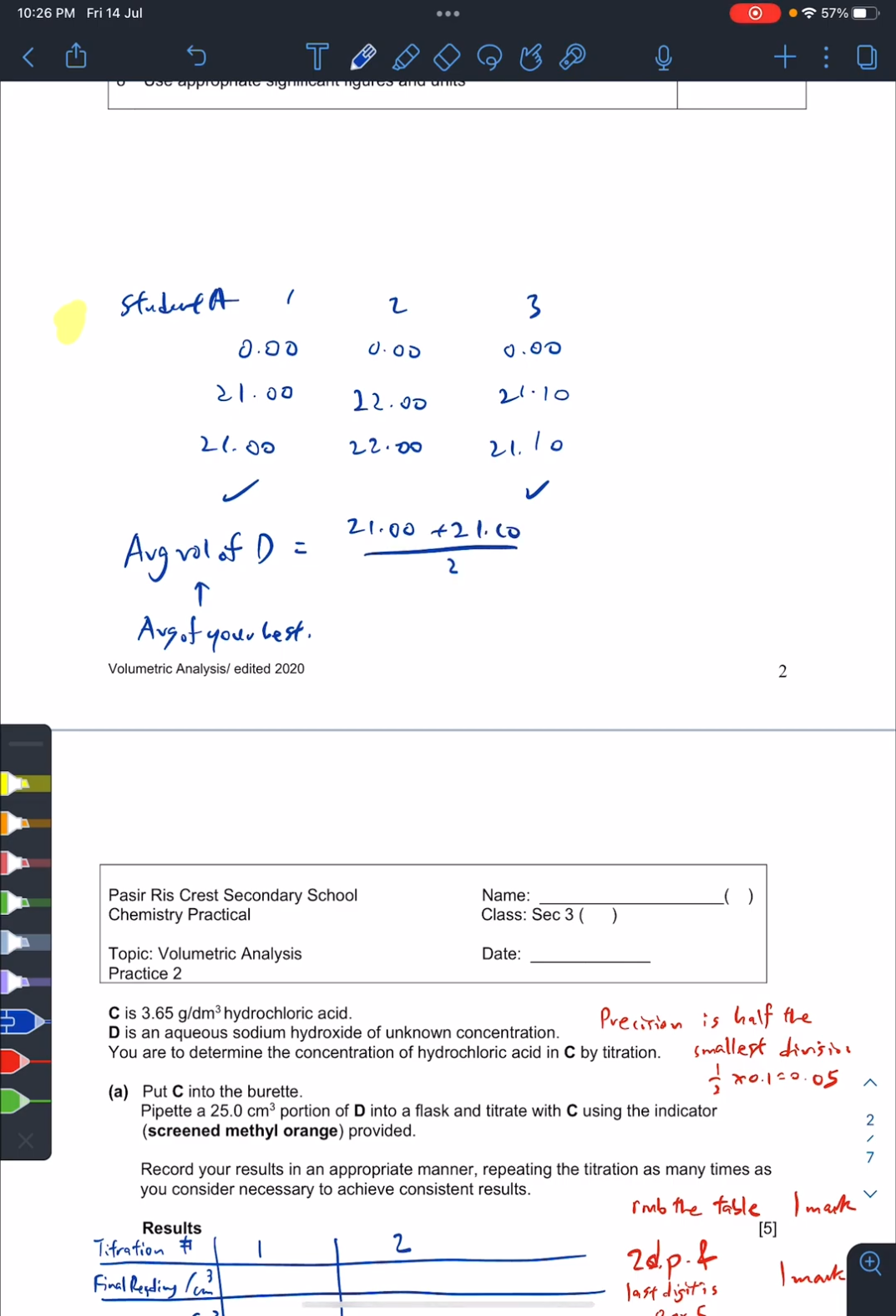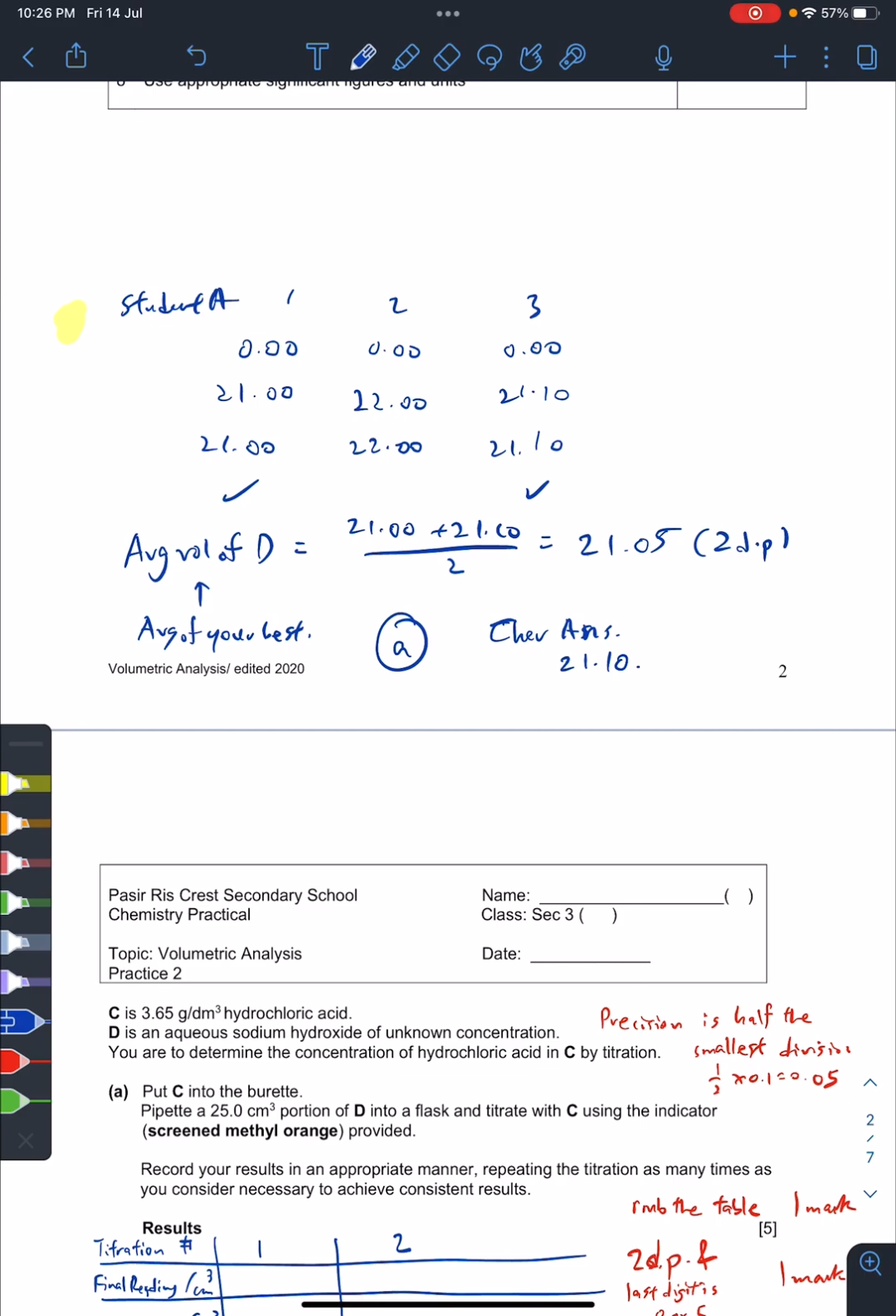So in this case, you divide by 2, you get 21.05. This one should also be 2 dp lah. Why? You average 2 dp values, isn't it still 2 dp? So let's say this student A gets this. Then I tell you the teacher's answer. Okay, I give you example A. The answer is 21.10.